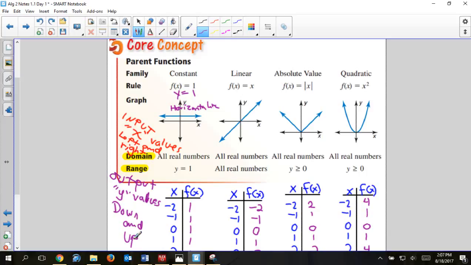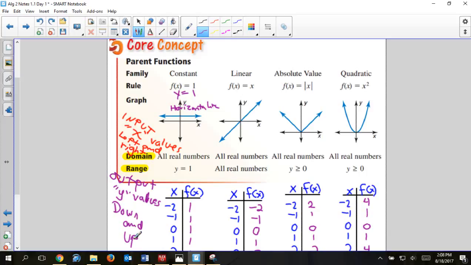So the domain of the constant family, when we look visually at this graph, how far does it go to the left and how far does it go to the right? What's the arrow mean? Forever. It goes to infinity, both directions. So we write the domain as being all real numbers because it's everything. And then the range is the up and the down. How far down does it go or how far up does it go? It's not, is it? It's just like here. So the range for this one is only y equals 1.